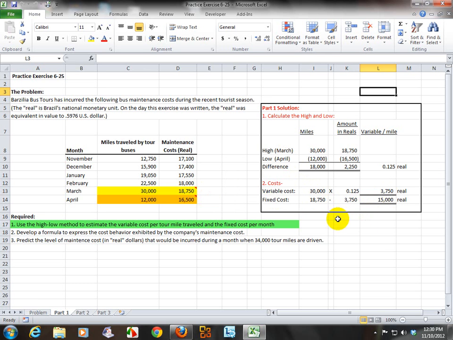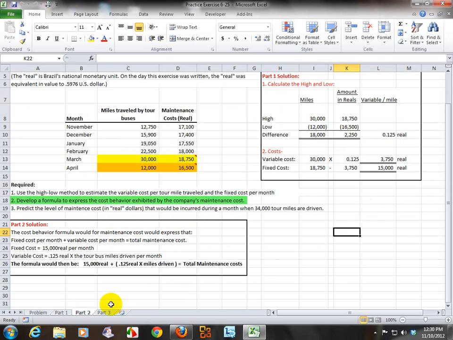So now let's take what we've calculated here and translate that into a formula that we can use to determine how much the variable cost would be in any of the months. So in part two, what we learned is that we added the variable cost and the fixed cost together in order to get total maintenance cost. Well, in our case, we know fixed cost will be 15,000 real in any month, and we know that the variable cost will be whatever the miles are times the variable rate of 0.125.